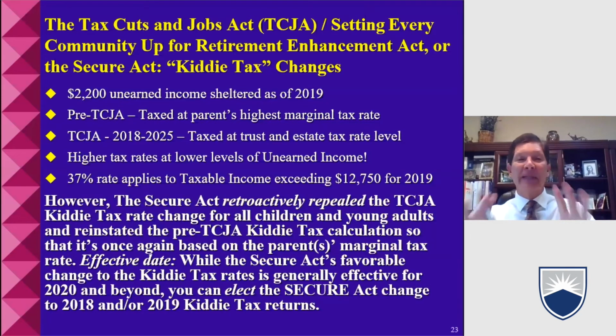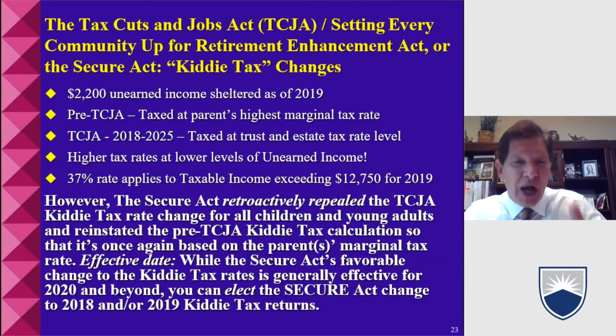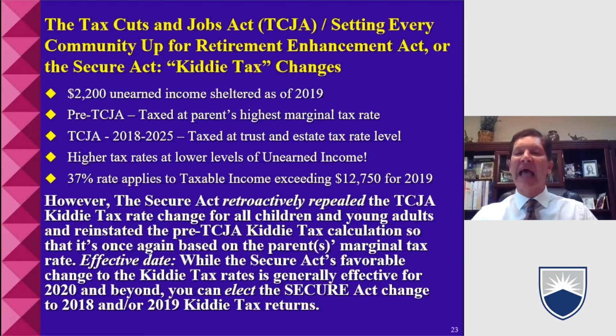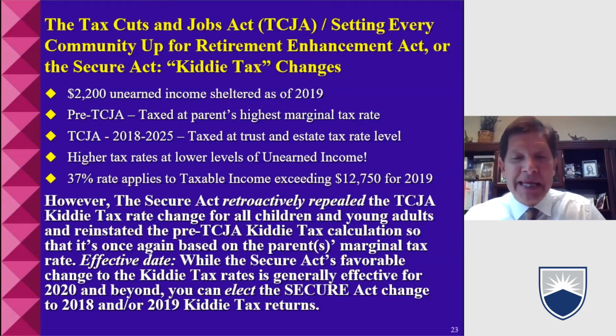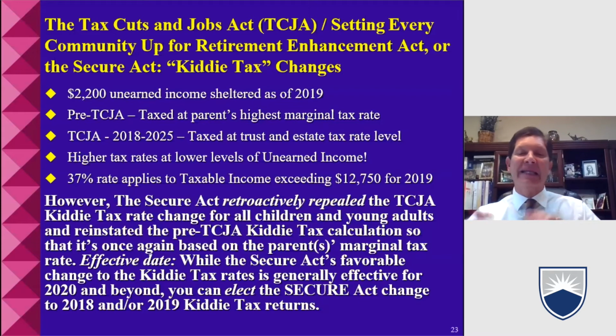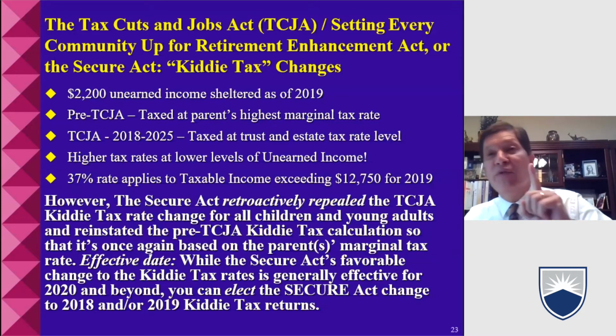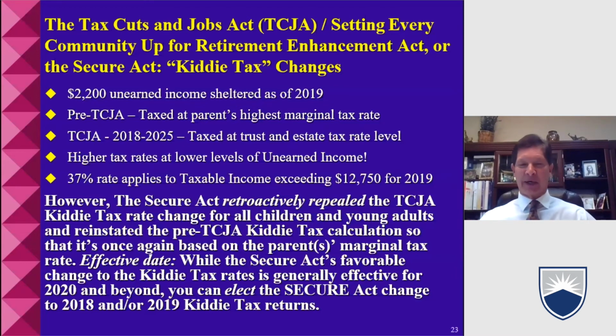Now, look at what happened late last year. It was under the radar gun. The Secure Act retroactively repealed the Tax Cuts and Jobs Act kiddie tax rate change for all children and young adults and reinstated the pre-Tax Cuts and Jobs Act kiddie tax calculation so that it's once again based on the parent's marginal tax rate. Oh, this is crazy.